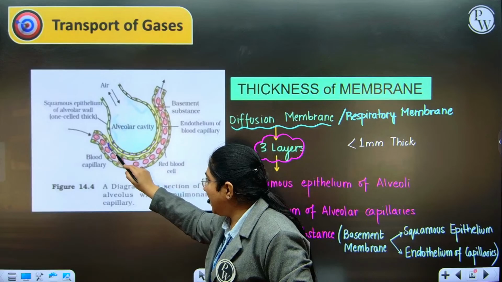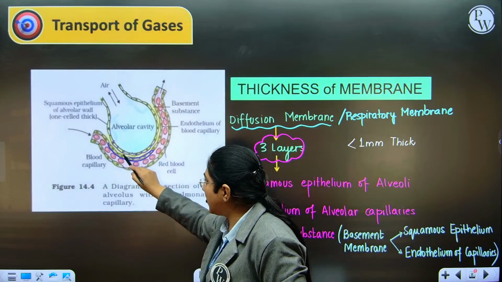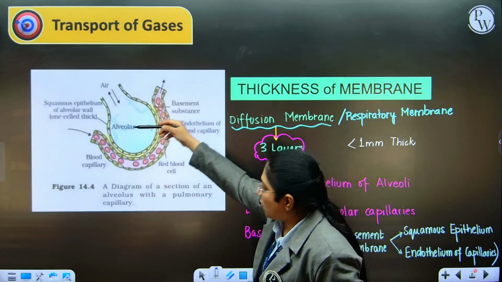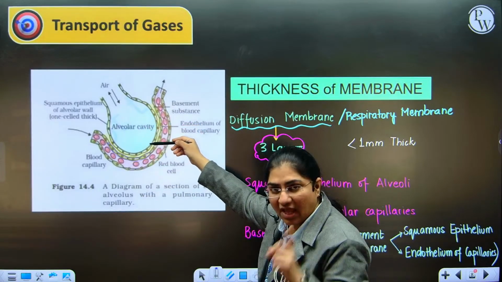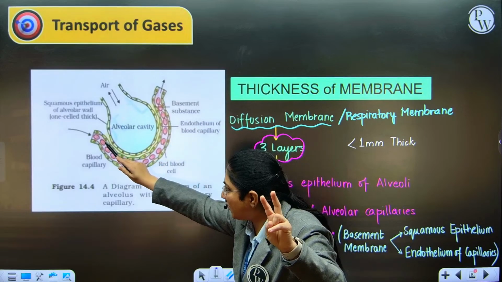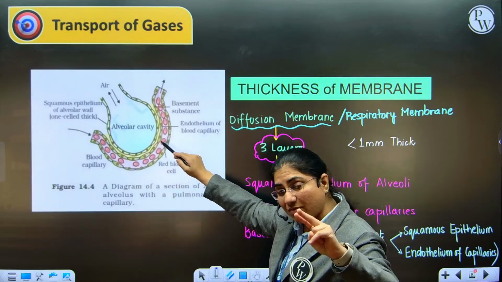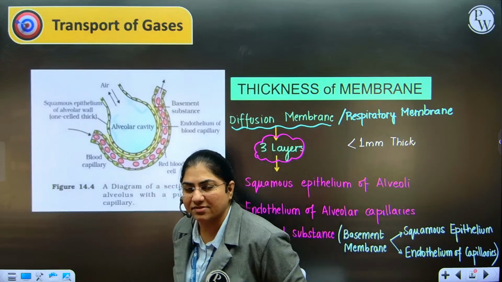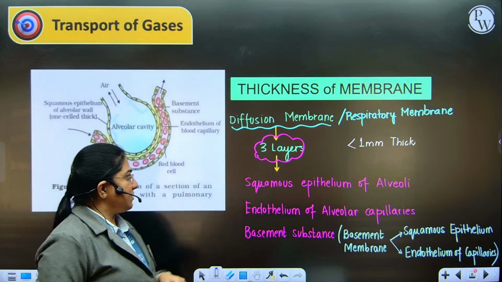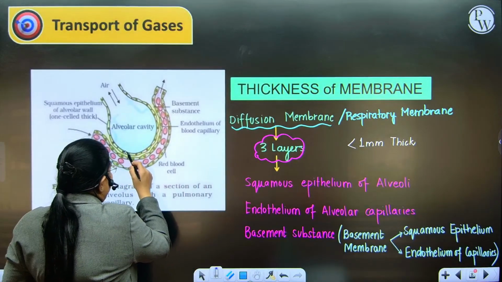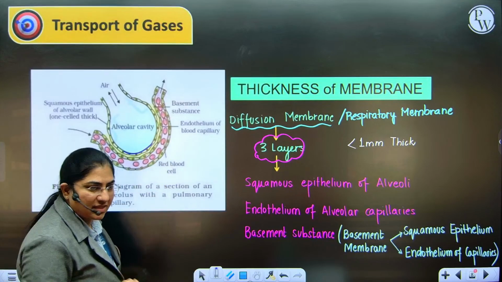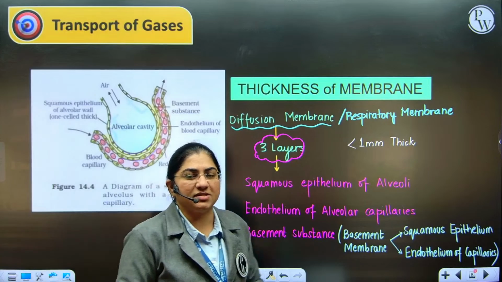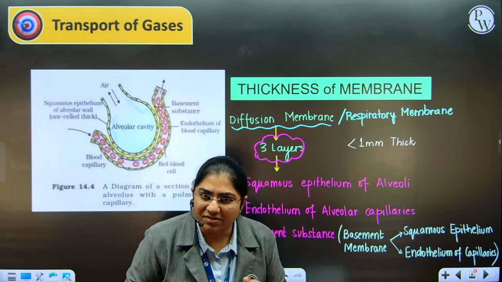We have the endothelium of the blood vessel. Again, my dear children, if you remember, it is again squamous epithelium. So, the epithelium of the alveoli is one layer of the membrane. Second is the endothelium of the blood vessel, the second layer of the membrane. And third is the basement substance. Now, what is this basement substance? The basement membrane supporting the alveolar epithelial cells and the basement membrane supporting the endothelium of the blood vessels, together called as the basement substance.